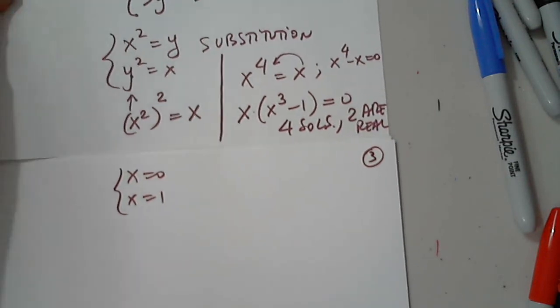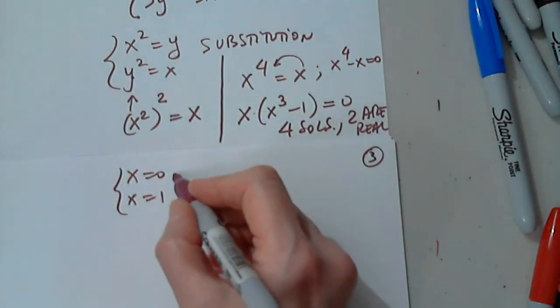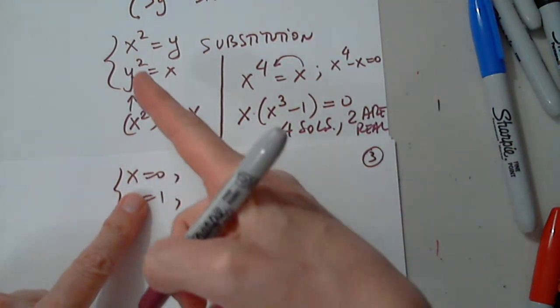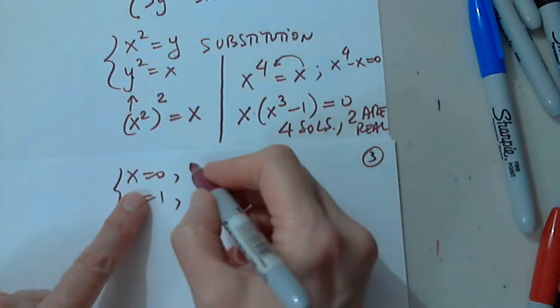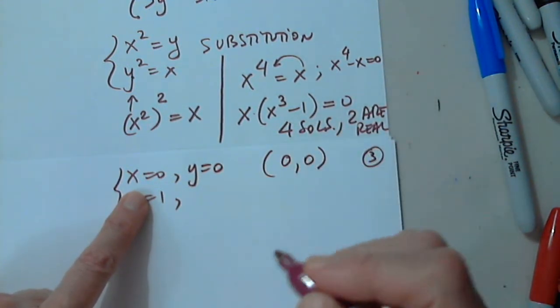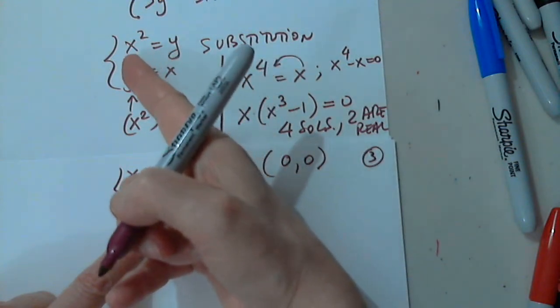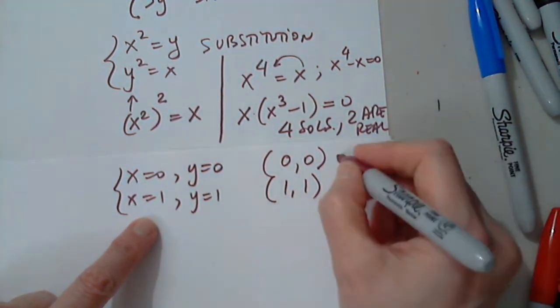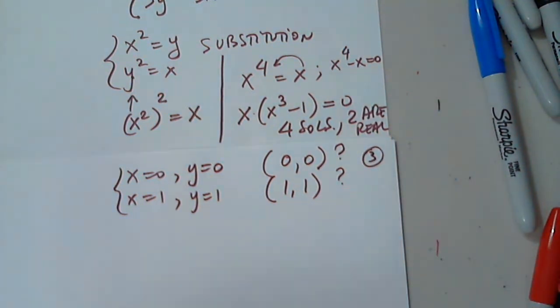So for each x value now, I have to find the corresponding y value. That's fine. So when x is 0, y is 0. So I found 1 point, (0, 0). When x is 1, y is 1. So I found another point, (1, 1). Do I know what they are? No, not yet.